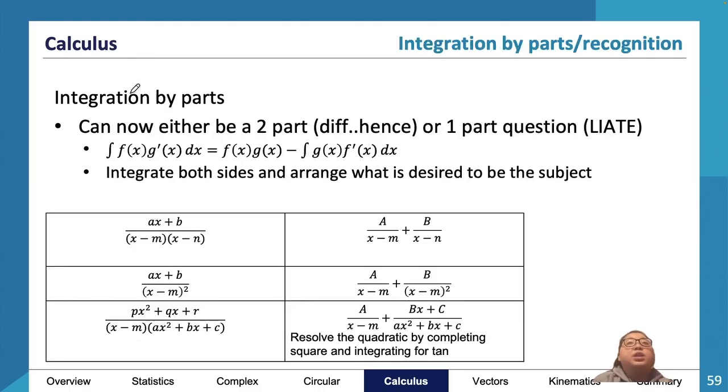Integration by parts or recognition: just make sure you can use this formula. What you're going to do is integrate both sides and then arrange what you desire to be the subject. So it will either be a two-part question, where you differentiate this and hence do that, or a one-part question using the LIATE acronym to help you. With LIATE, you choose one to differentiate and one to integrate, and it's normally intuitive which one to differentiate, because it's often the one that cannot be integrated, like a log or an inverse trig function.